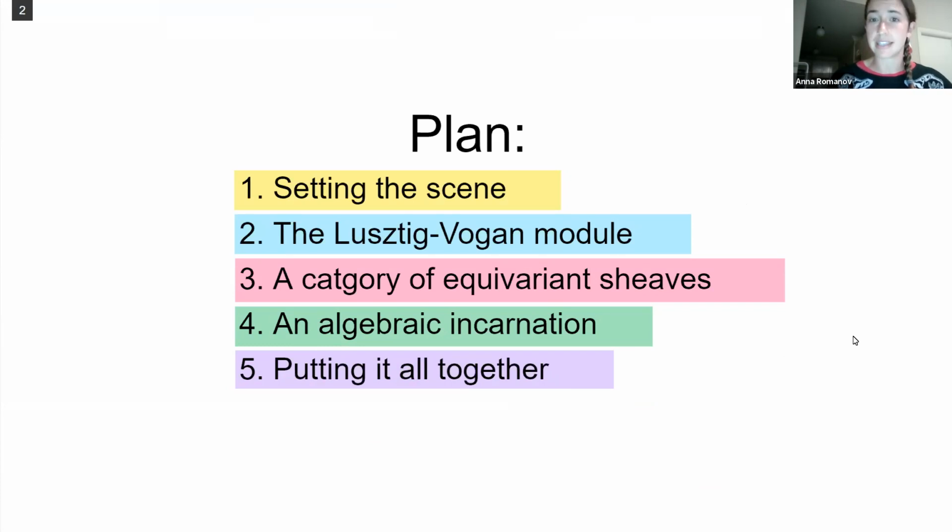And as I said, this is some geometrically defined module over the Hecke algebra that tells us something about the character theory of admissible representations of a real Lie group. And to define this module, I'm going to have to go into a little bit of geometry. So in the third part of the talk, I'll talk about a certain category of equivariant sheaves. And then finally, in the fourth bit of the talk, I'll describe an algebraic version of this category. So the categorification that I mentioned in terms of Soergel bimodules. And then finally, in the last bit, I'll put it all together.